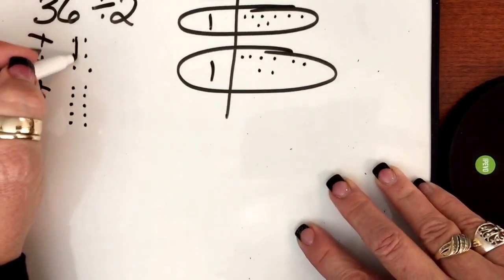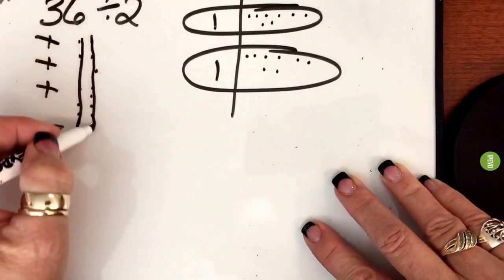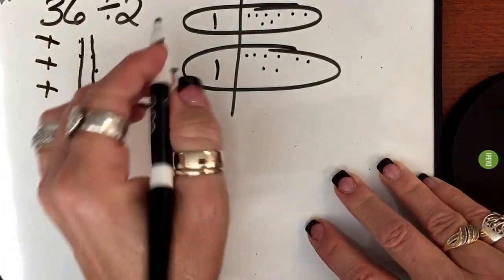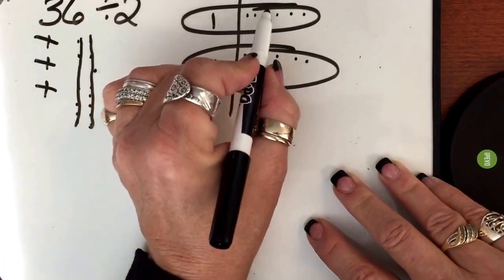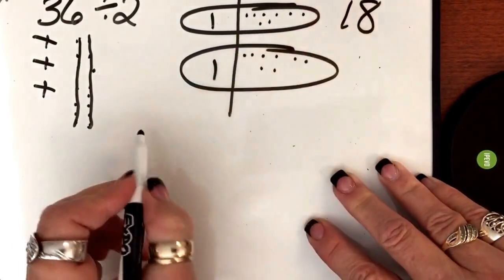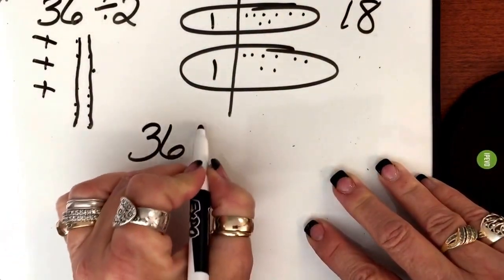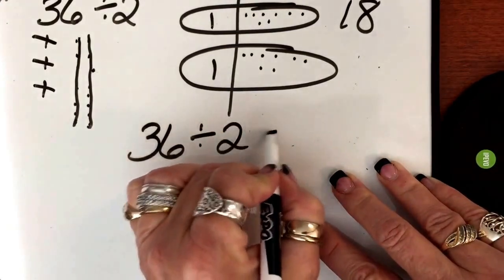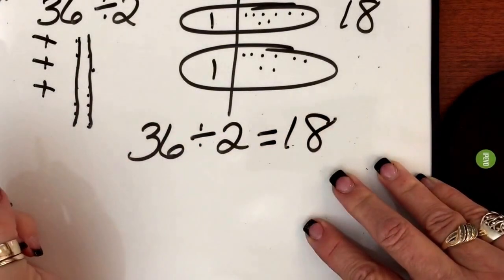Look, here's one in one circle, here's one in the other circle. So I got 10 and 1, 2, 3, 4, 5, 6, 7, 8. I have 18. So 36 divided by 2 equals 18.